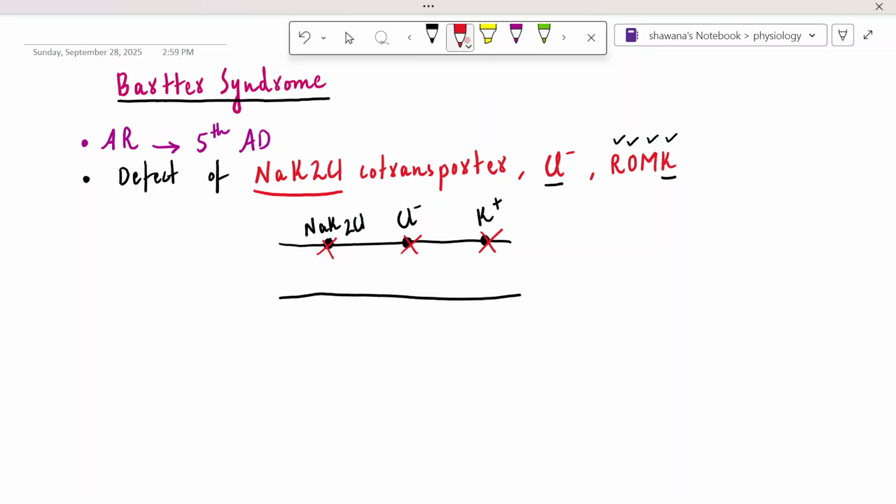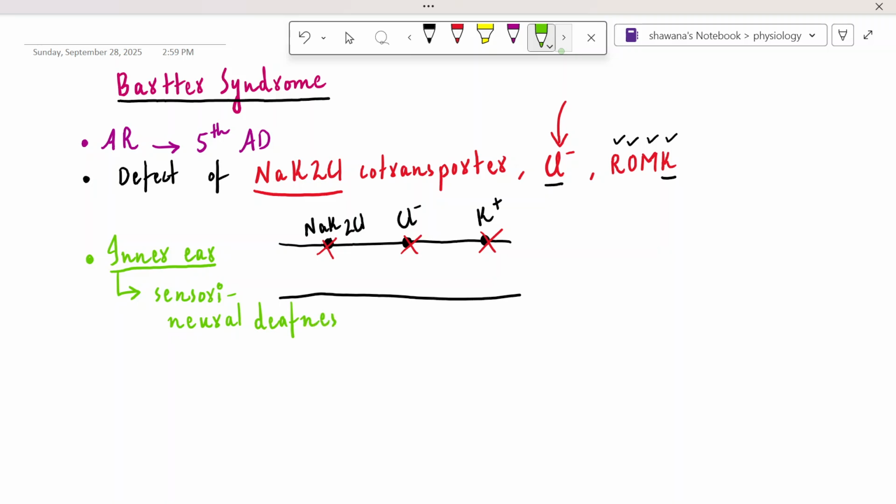One more interesting thing is that this chloride channel that is present in the thick ascending part of loop of Henle is also present in the inner ear. In Bartter syndrome, this channel in the inner ear is also defective, and it results in sensorineural deafness. One of the important features of Bartter syndrome is sensorineural deafness, right? Because a similar channel is affected in the inner ear as well.